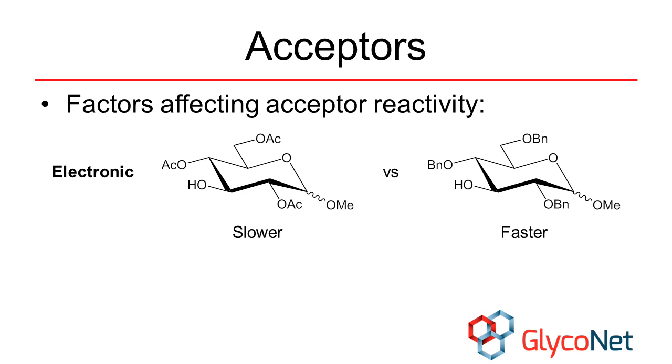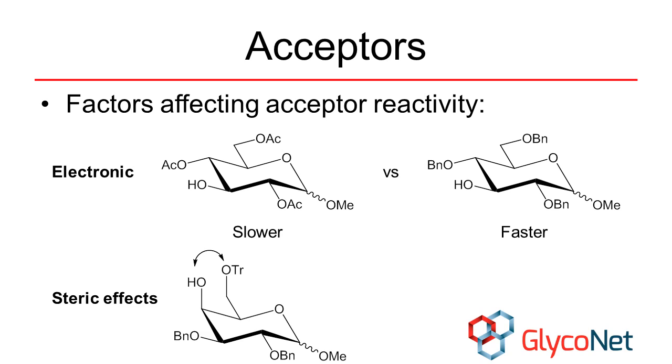Many of the factors affecting donor reactivity can be applied to acceptors as well. Remember that acceptors are molecules that contain the nucleophile that attacks the oxocarbenium ion during a glycosylation. Electron withdrawing groups attached to the ring will decrease its overall nucleophilicity, while electron donating groups will increase it. Steric effects also play a role. Bulky protecting groups next to the nucleophile will slow down the reaction. As well, the alcohol at C4 in pyranosides is typically the least reactive, due in part to steric clash from the adjacent hydroxymethyl group.